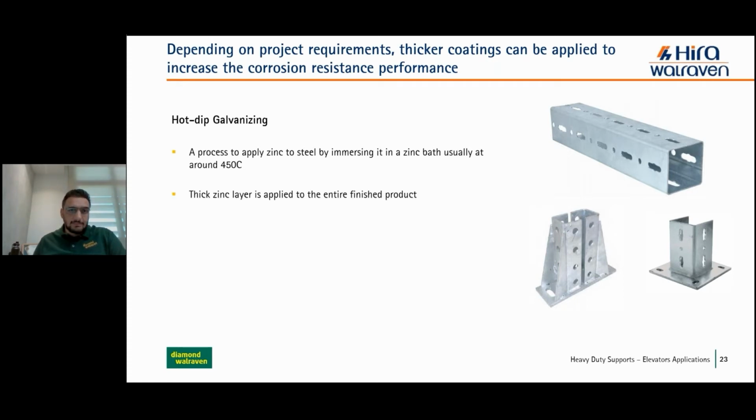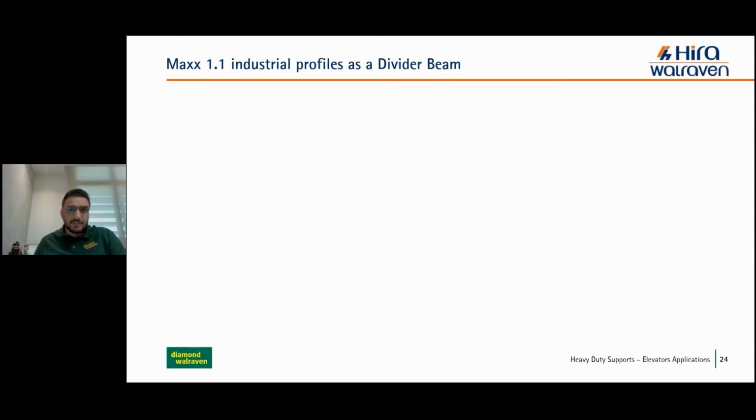A thick zinc layer is applied to the entire finished product. Typical coating thickness is between 35 and 100 microns, and it's commonly considered for elements designed for outdoor application. This is the advantage of our Max profile. Max as a divider beam.